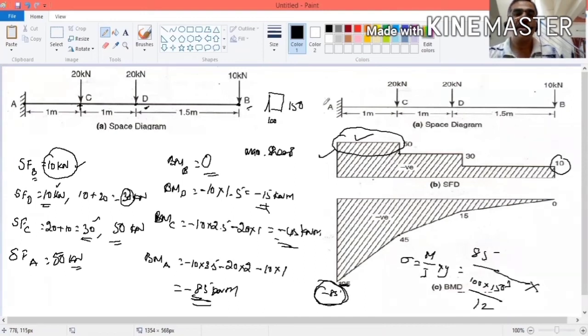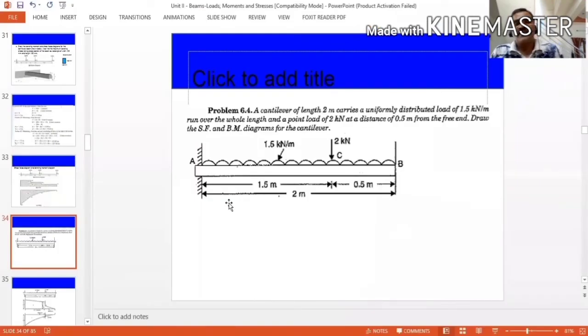What is the value of y? This is the neutral axis. We want to find the stress at the extreme fiber. Then you substitute the value of y, which is 150 by 2. So this will be your bending stress. The previous problem was about a cantilever beam with a point load. But in this problem, there is a point load as well as a uniformly distributed load.